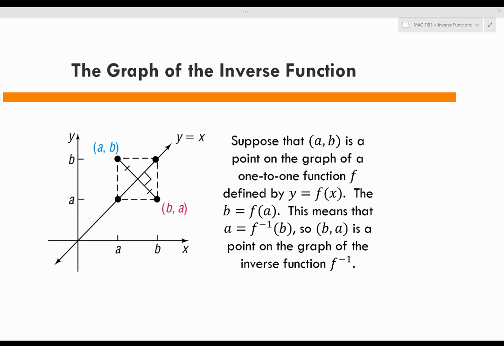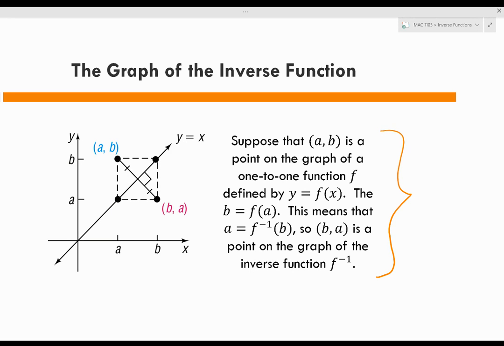All right, you guys, now we're going to begin to talk about the graph of the inverse function, okay? So it says, suppose that (a, b) is a point on the graph of a one-to-one function f, defined by y equals f of x, so b equals f of a. This means that a equals the inverse function of b. So (b, a) is a point on the graph of the inverse function, okay?